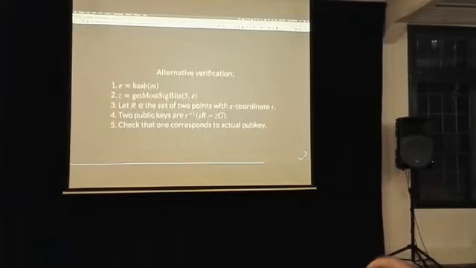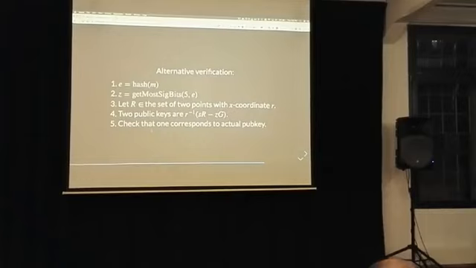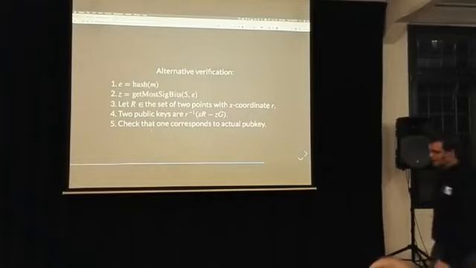Cool, so let's wrap up. Oh, we also have another cool thing. This is called public key recovery.